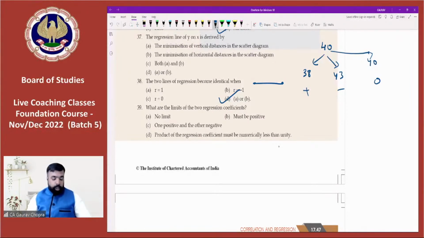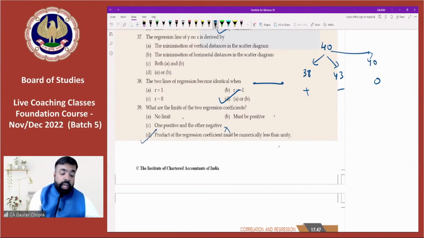39. What are the limits of regression coefficients? So two regression coefficients, the first option is saying there is no limit. Second says it must be positive, but we have read that they can be negative. Third says one positive, one negative. This is not at all possible. And D, the product of regression coefficients must be numerically less than unity. So this last option is correct.